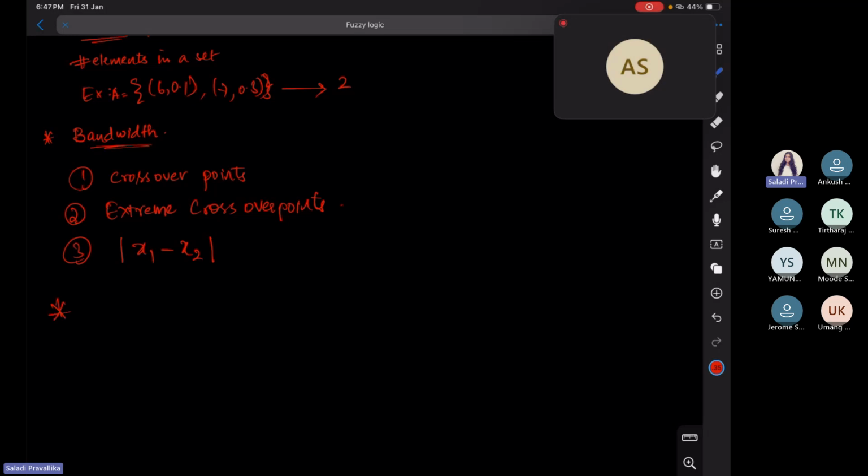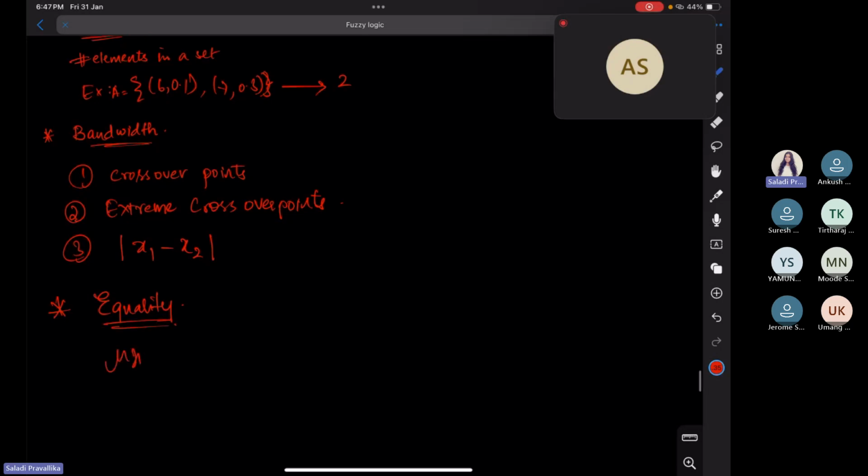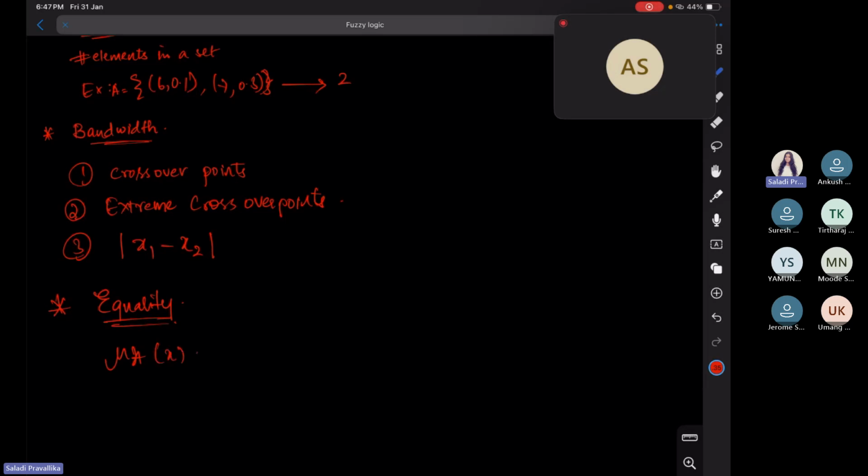And another term is equality. We call two sets equal when their memberships are equal to each other. So mu of A of x is equal to mu of B of x for all values of x in capital X, the universe of discourse. So all the membership values of an element x in the fuzzy sets A and B should be equal to each other. We call them equal fuzzy sets.